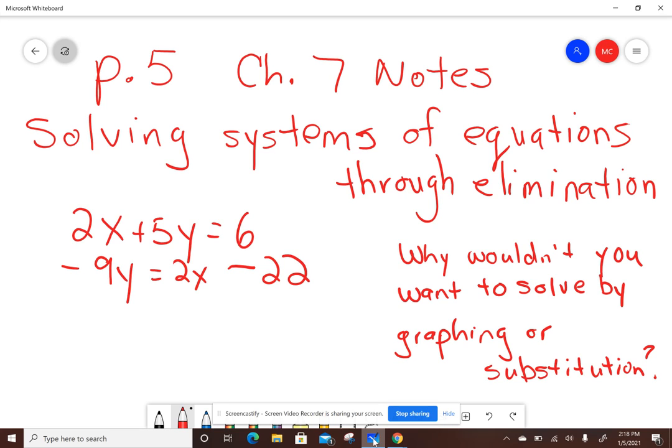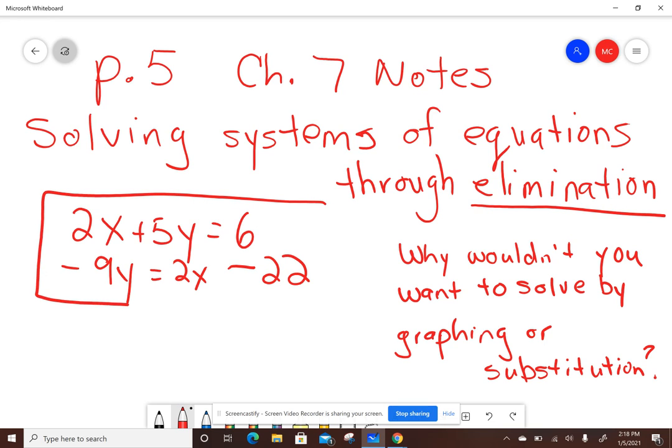Okay, so now we're on page 5 in the chapter 7 packet, and we're going to go over solving systems of equations through a method called elimination. Now, if you look at this system of equations, I want you to think about why you wouldn't want to solve this by first graphing and second by substitution.